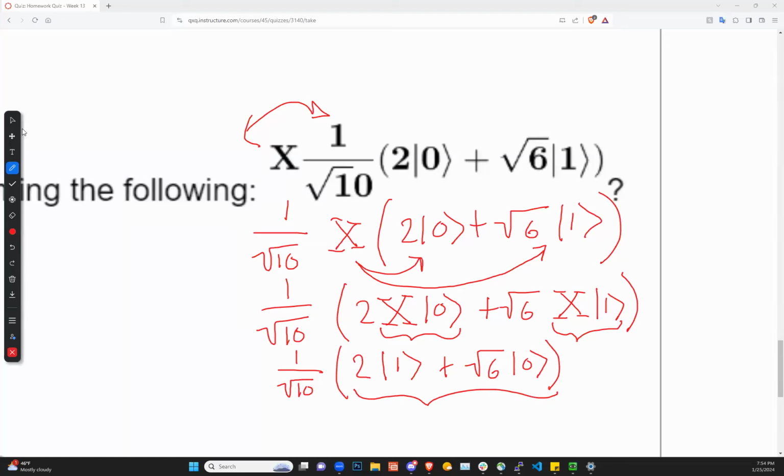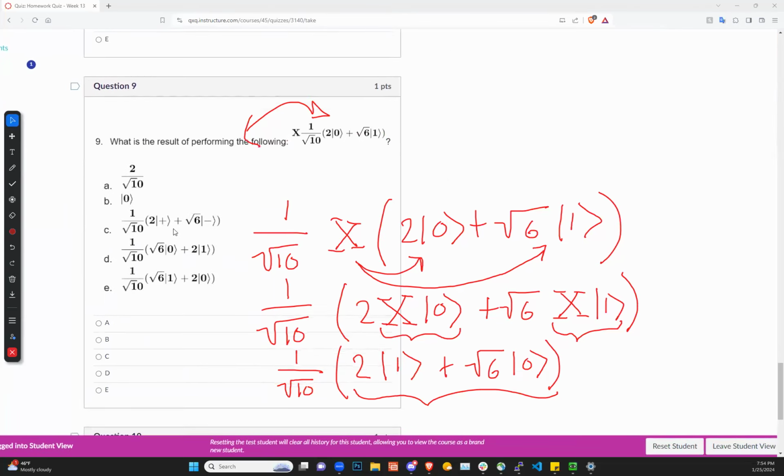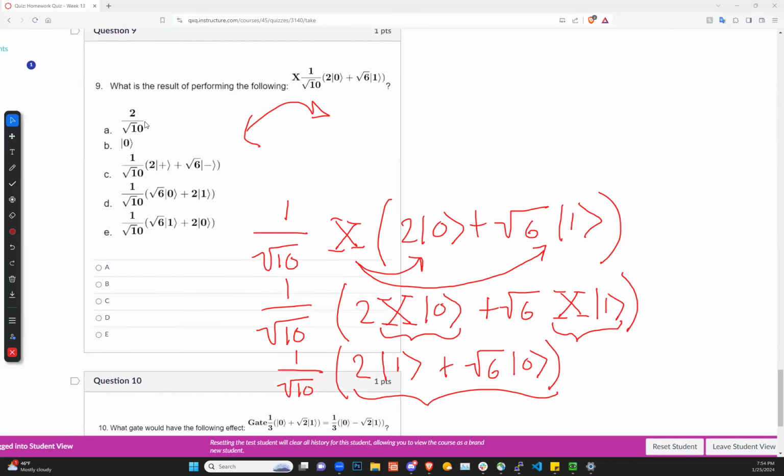So we just need to make sure we are getting the right coefficients and stuff. So A, that doesn't seem to match our answer. B doesn't seem to match our answer. C, we don't have plus states and minus states in this, so that's not right. In D, we have the square root of 6 times 0, which we have here, plus 2 times the 1 state, which we have here. And then E is the same thing as the state that we're given. They just switched the terms around to try and trick us, but we could not be tricked. The correct answer is D.